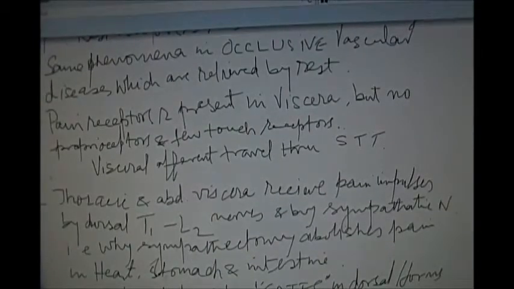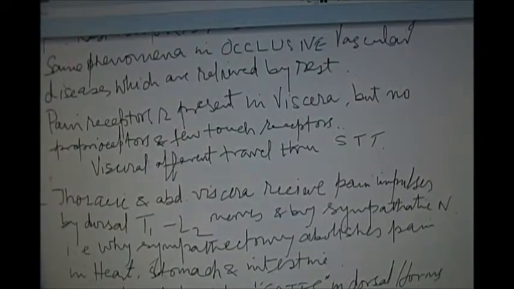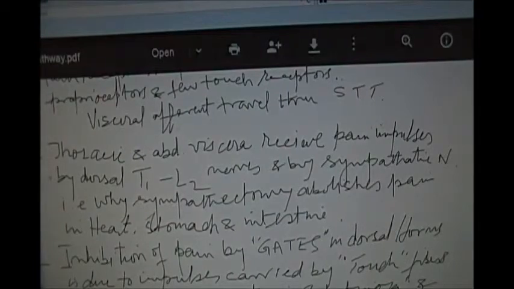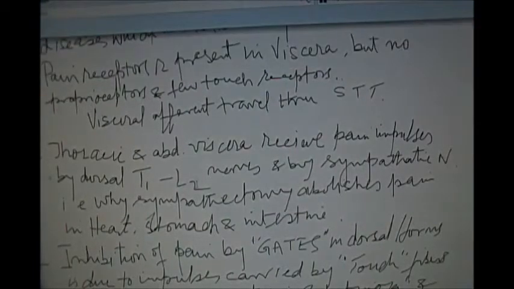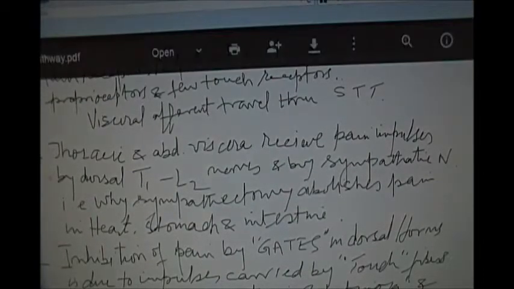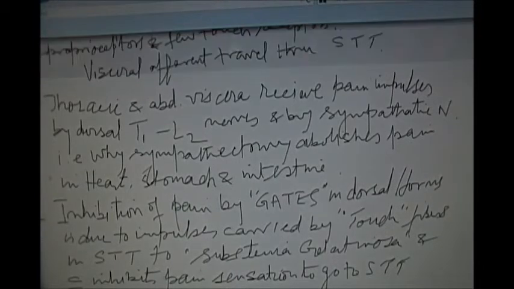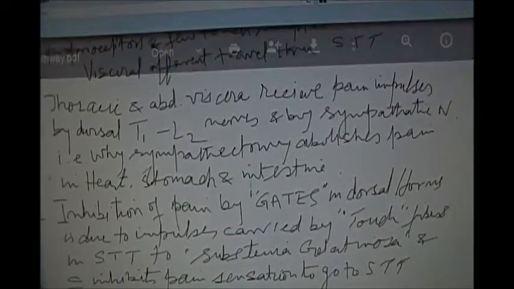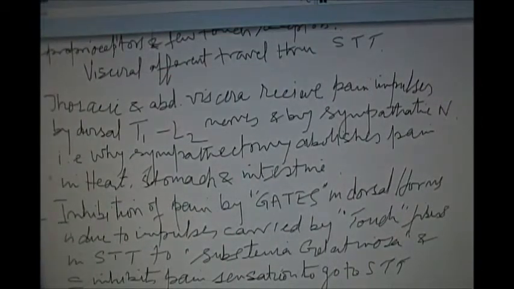The visceral afferents travel through the spinothalamic tract. The thoracic and abdominal viscera receive pain impulses by dorsal T1 to L2 nerves and also by sympathetic nerves. That is why sympathectomy abolishes pain in heart, stomach, and intestine. So this is the third surgical procedure that abolishes the pain.